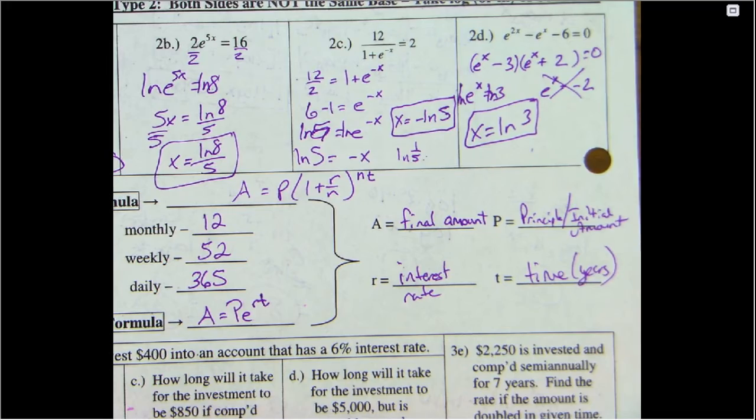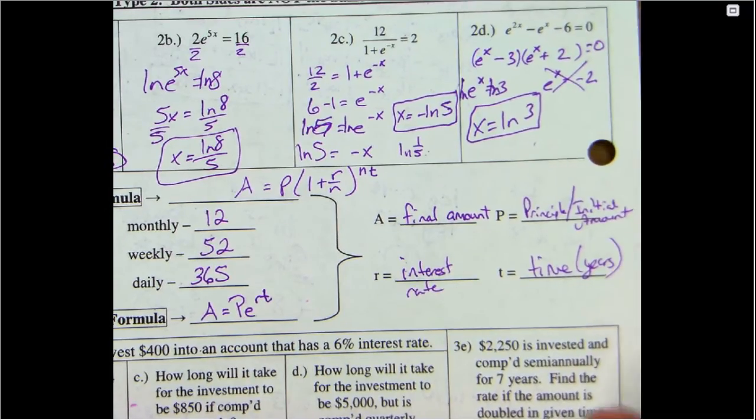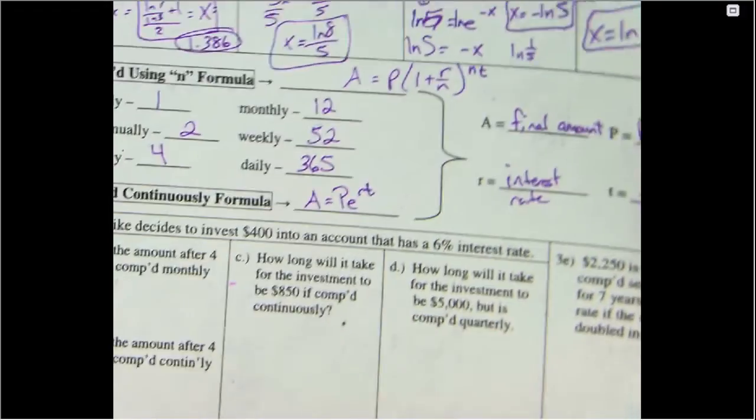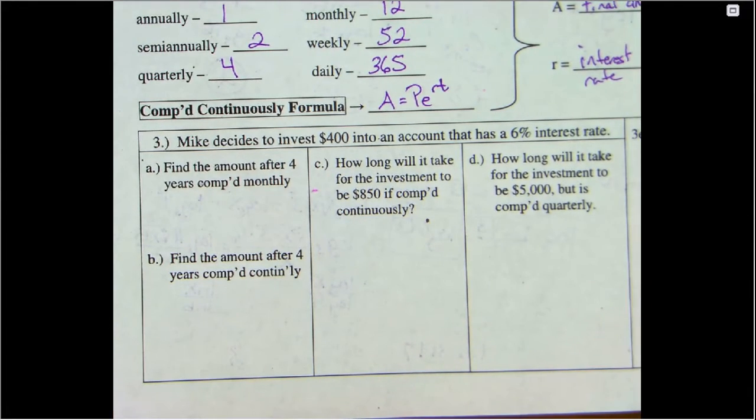So these questions, you actually have to apply those same rules, those same ways we solve equations to these questions. It's pretty much the same. It's just now you have a word problem to work with rather than just a plug and chug problem. So Mike decides to invest $400 into an account that has a 6% interest rate. So I want you to find the amount after 4 years compounded monthly. How would you do that?